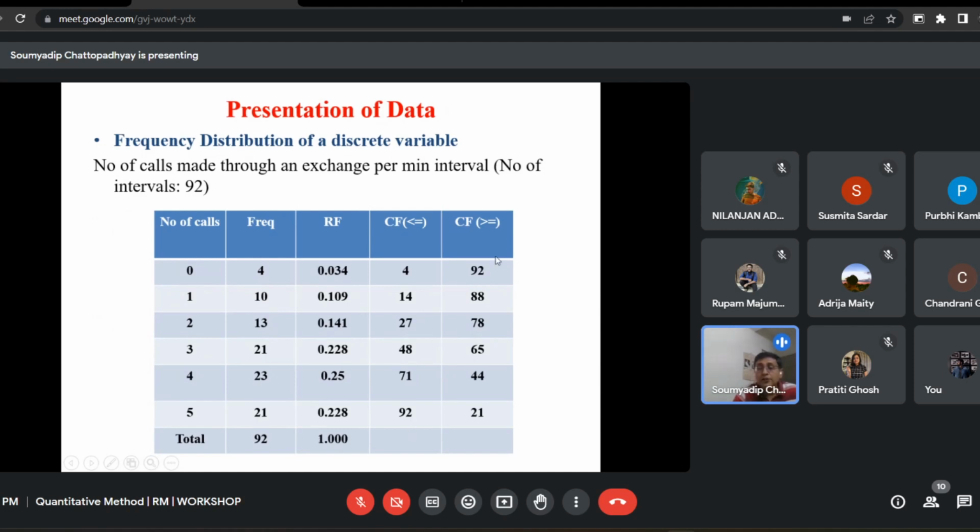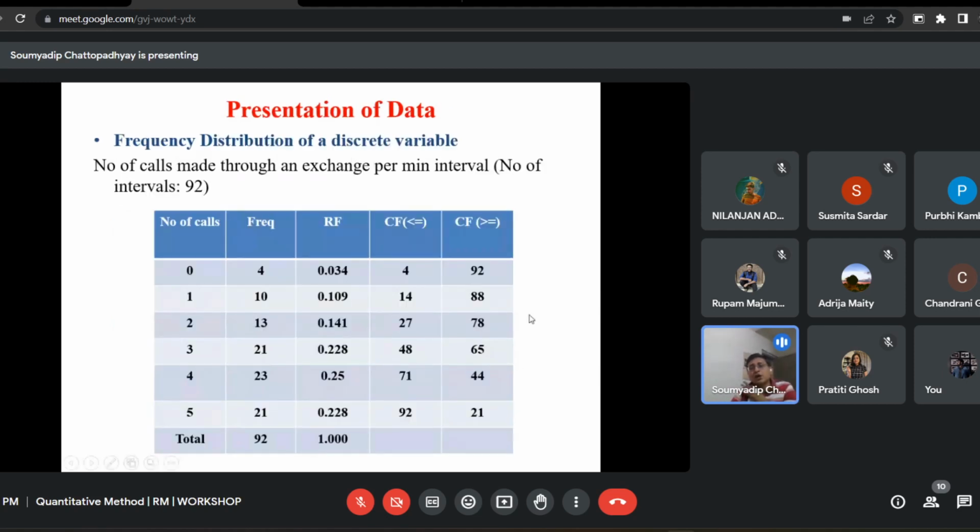In case of cumulative frequency of greater than type, you need to start with 92, and then 92 minus 4 is 88, 88 minus 10 is 78. This is the way the cumulative frequencies of less than type and greater than type are calculated. Now, what is the interpretation?